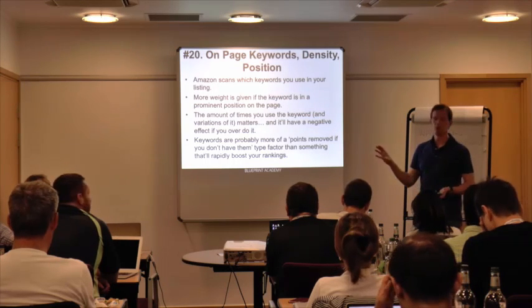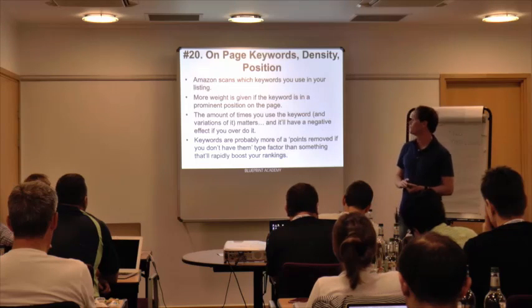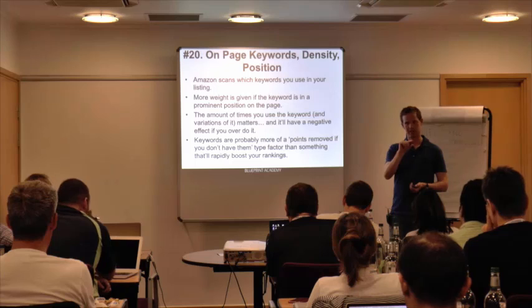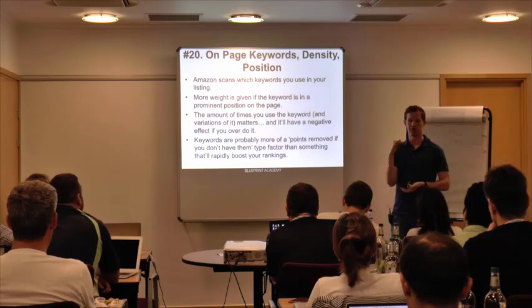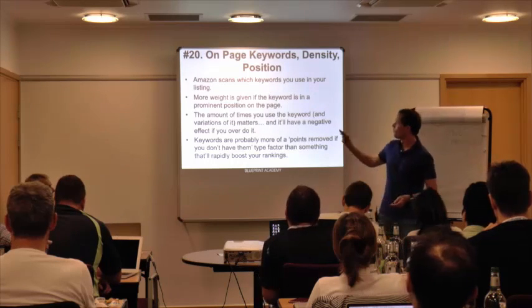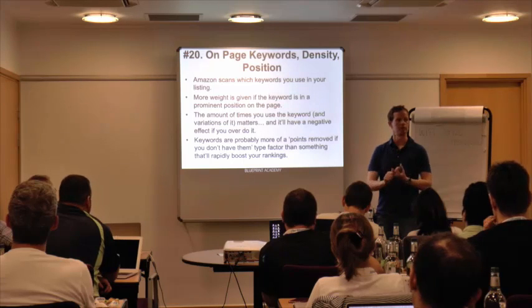So you can put these keywords in different places. Amazon scans which keywords you use in your listing, and the robots will actually index the first line or the first paragraph of your description, but the rest of the description they won't index. More weight is given to a keyword in a prominent position on your page, starting with the title.